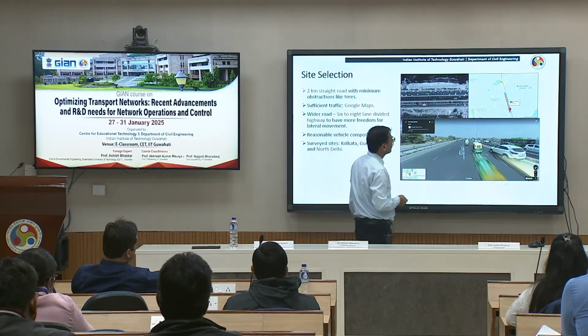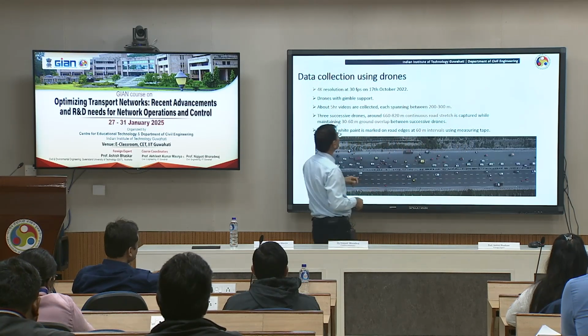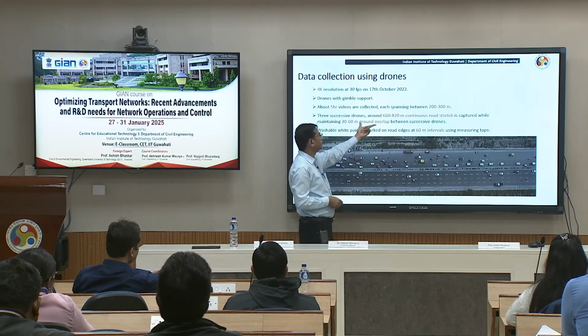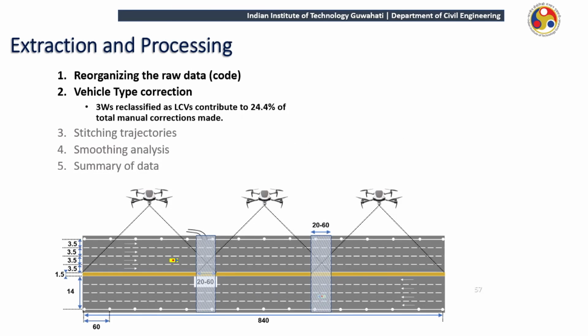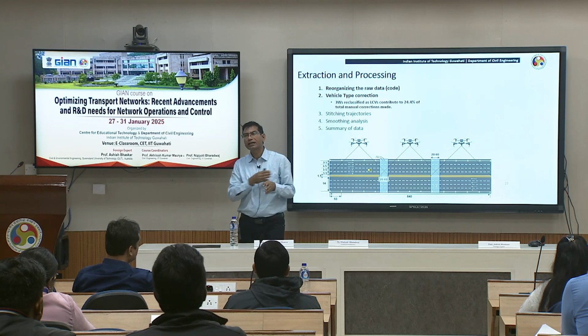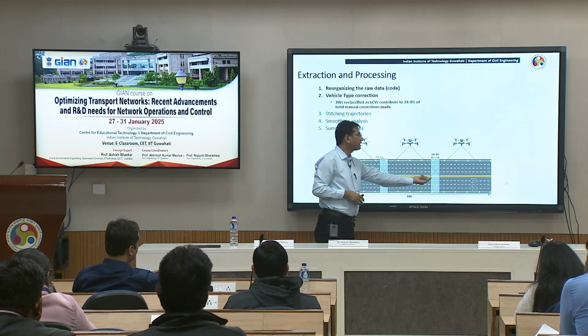Okay, so once you figure out the stretch, and if you want this kind of longer stretch data continuously, then you need to deploy multiple drones simultaneously. Here a precaution is required: some area should overlap. You should have at least 40 to 60 meters overlap between different drones. If overlap is not there, you will not get a continuous trajectory. So that is one important criterion. You should have this kind of significant overlap.